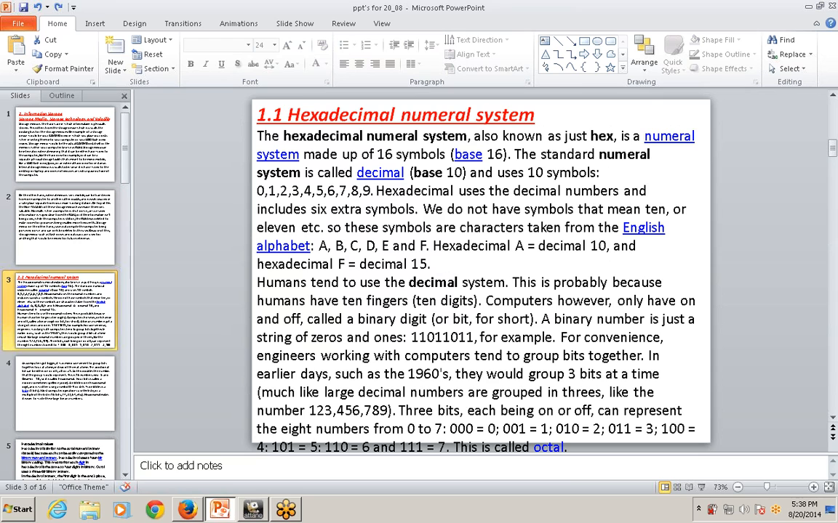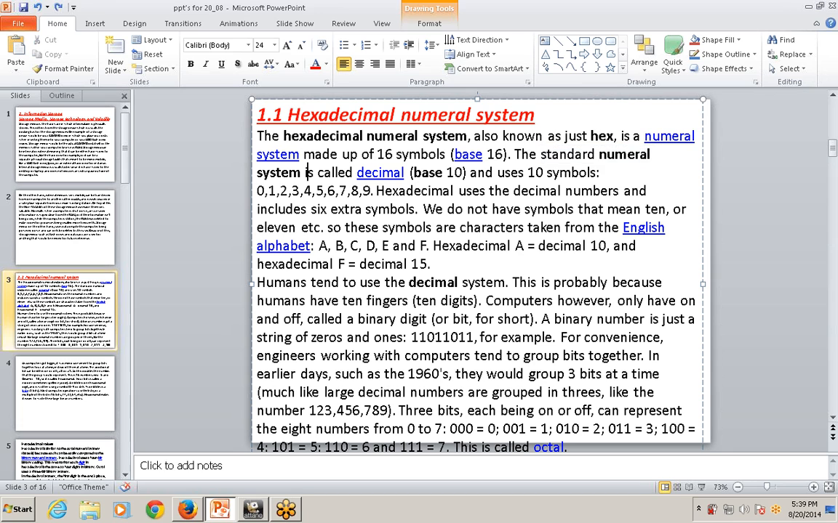Now let's see what hexadecimal notation is. As I told you in the earlier classes, there are 4 types of number system: binary, octal, decimal, and hexadecimal. This is one of the number systems available in a computer system. The hexadecimal number system, also known as just hex, is a numeral system made up of 16 symbols, so it has a base 16.